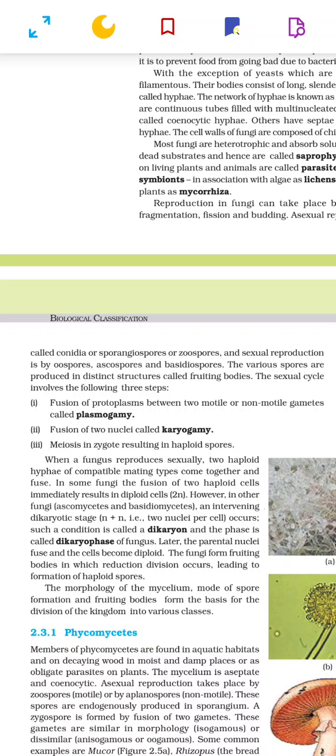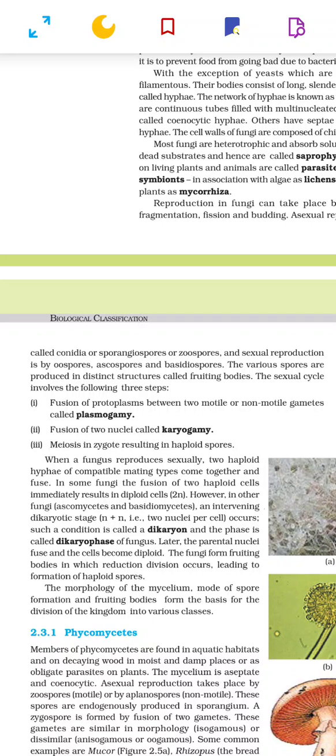When a fungus reproduces sexually, two haploid hyphae of compatible mating type come together and fuse. In some fungi, the fusion of two haploid cells immediately results in a diploid cell. However, in other fungi, for example Ascomycetes and Basidiomycetes, an intervening dikaryotic stage, that is n plus n, two nuclei per cell, occurs. Such a condition is called dikaryon and the phase is called the dikaryophase of the fungus. Later the parental nuclei fuse and the cells become diploid. The fungi form fruiting bodies in which reduction division occurs, leading to the formation of haploid spores.